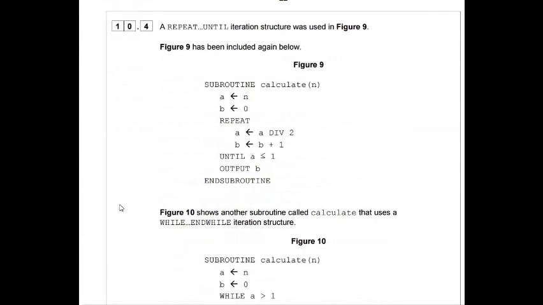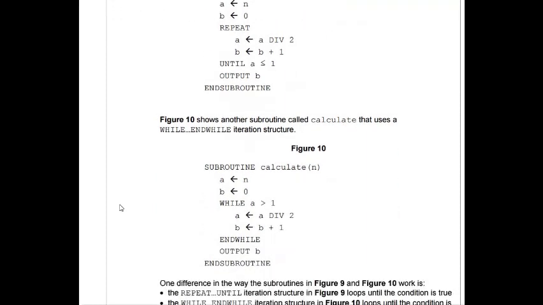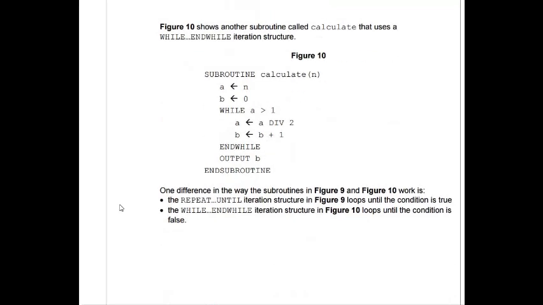Okay. In figure 9, we've got a repeat until iteration being used. But in figure 10, we've got another subroutine called calculate that will use a while and end while. So it's doing exactly the same thing, but we're using a while loop instead. So the repeat until iteration in figure 9 loops until the condition is true. While end while will do it until the condition is false.